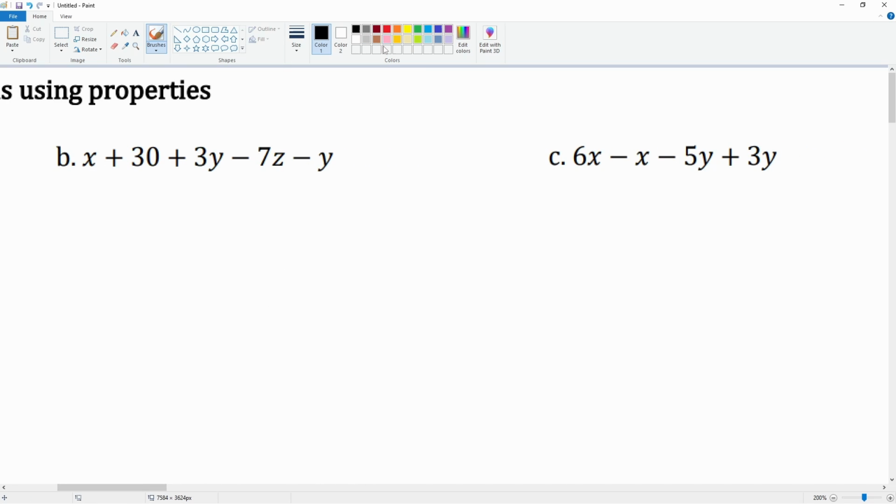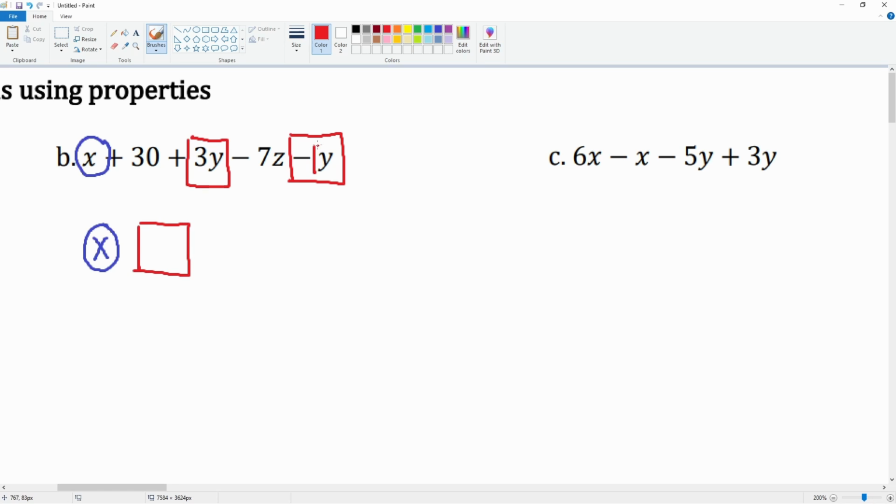B. We have the blue circle here for the x. Nothing happens to that, so we'll just bring that down. Then we have the y's. So the square red here is 1y, and this is another y. Please understand that this is minus 1y. No one really writes that 1 there, though. So we have 3y and a negative 1y. This gets us a 2y.